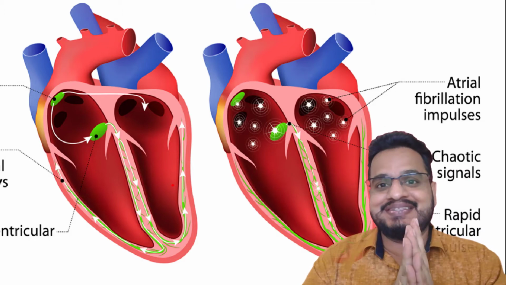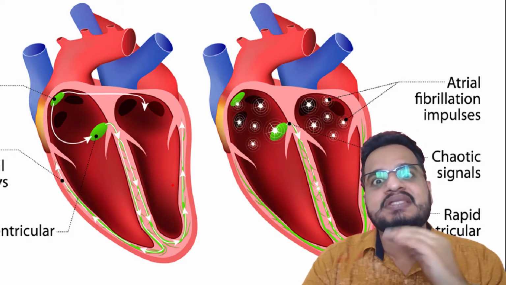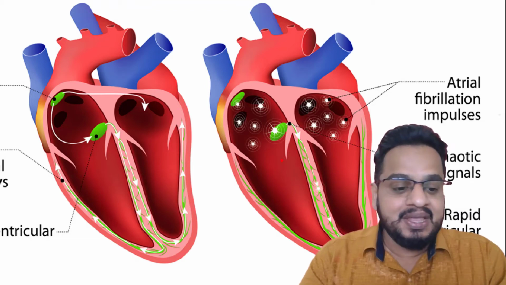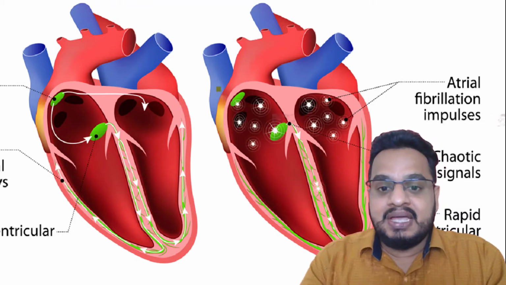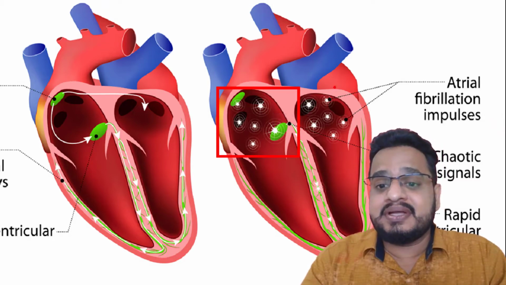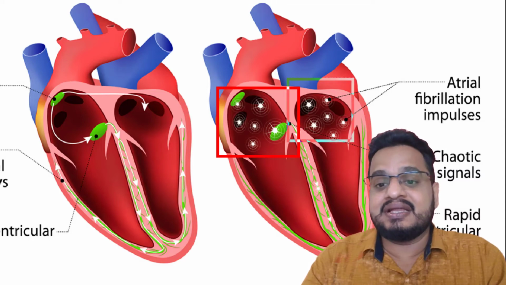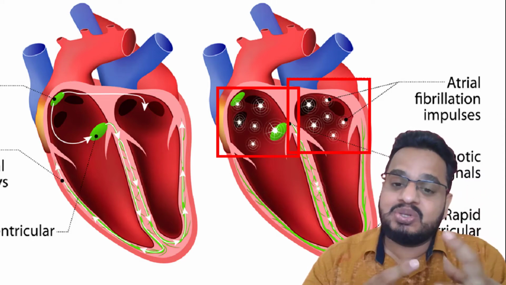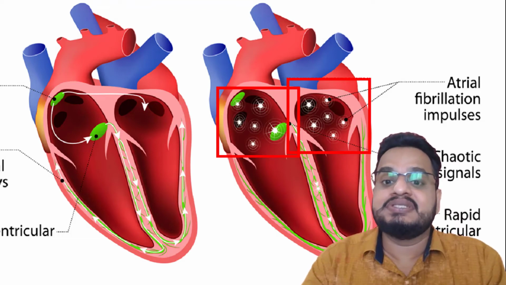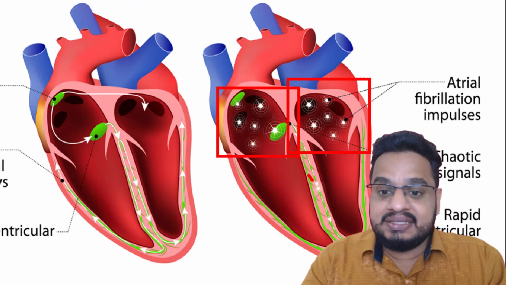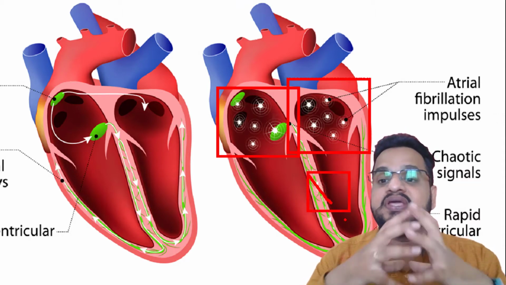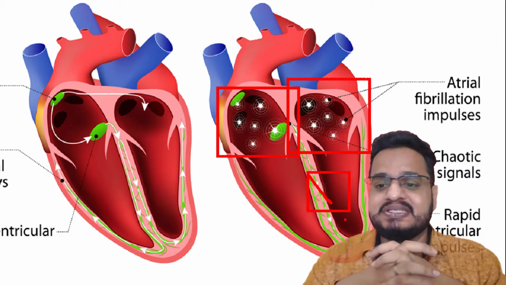If there is something abnormal in this automaticity, that is the generation of impulses, check the second diagram, where you will understand well. Here you see there are so many impulses being generated, not even only from the SA node. The magnitude of the impulses is very high. Even see here, the magnitude of the impulses is very high. These are atrial fibrillation impulses.